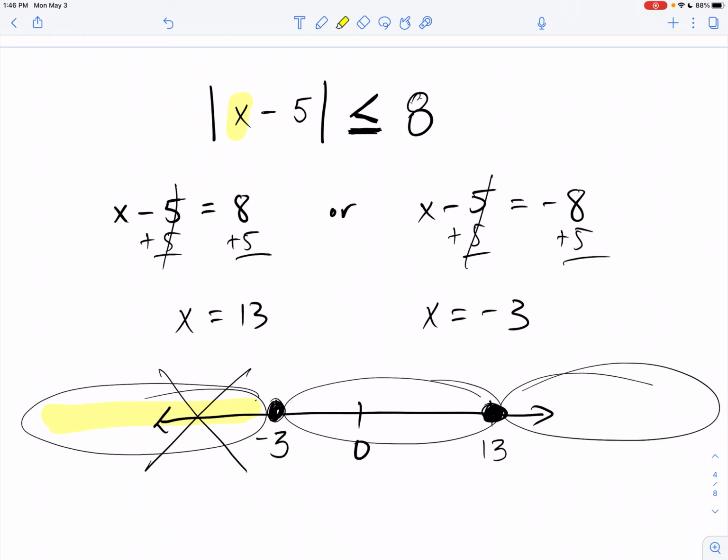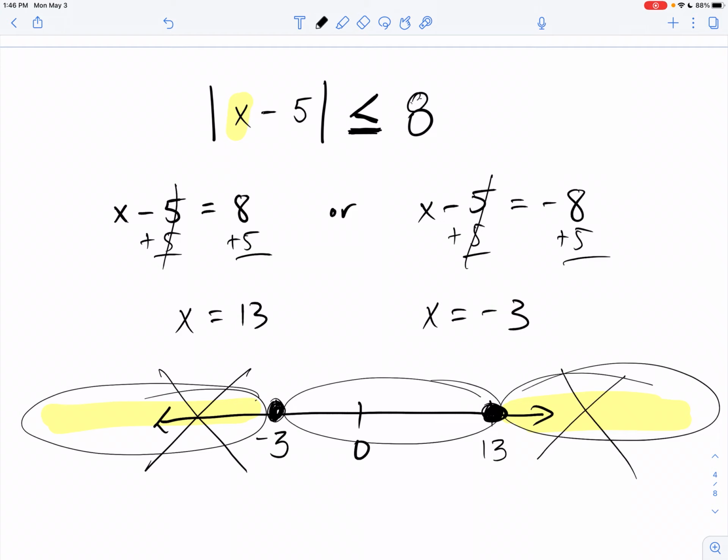Similarly, I could pick any number in this range over here. And I could say, hey, what about the number 20? 20 is above 13 on the number line. And if I go to plug it in, 20 minus 5 is 15. Absolute value of 15 is 15. Hey, that's not less than or equal to 8 either. So all the information over here is not going to be good either.